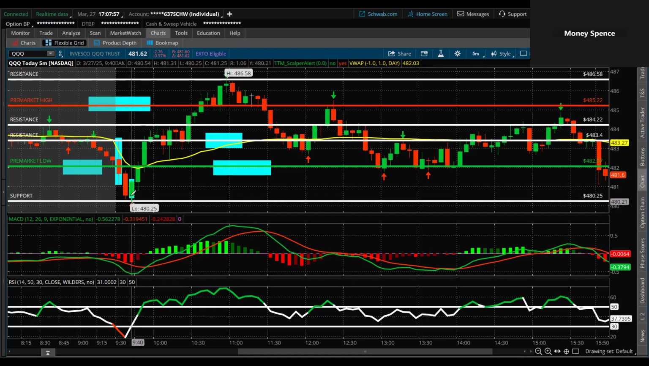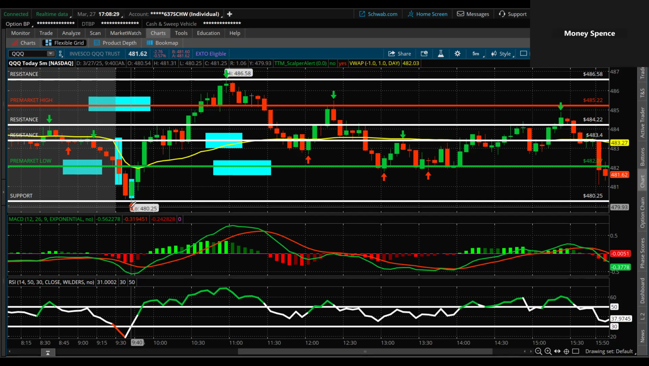This was actually my entry for a move towards the upside. If you look at my chart, I have green and red arrows on my chart, and that comes from the TTM scalper alert. It helps me with identifying the perfect buy and the perfect sell. In this case, at 9:40 a.m., I identified the perfect buying opportunity.